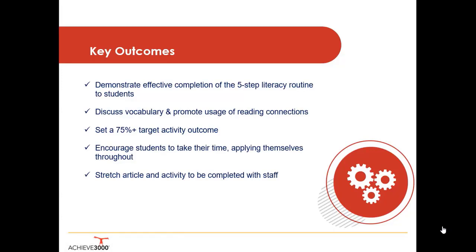Key outcomes for successful rollout include: introduce and set expectations for completing the 5-step literacy routine. Focus on key vocabulary and usage of the reading connections. Set a target of 75% for the multiple choice activity questions. Encourage students to take their time when reading and completing activity questions. Stretch article and activity should only be completed when instructed by staff.